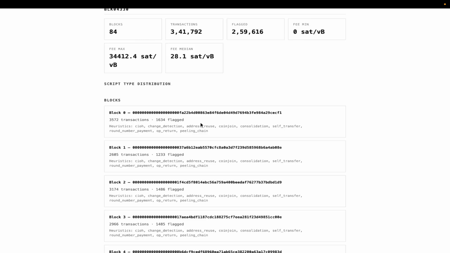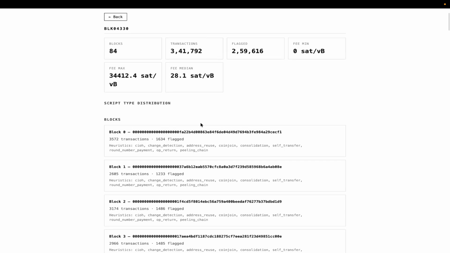Change detection identifies which output is likely going back to the sender. If I sent you 0.3 Bitcoin but my input is 0.5, the remaining 0.2 goes back to me as change. We detect this by matching scripts and looking for non-round amounts.